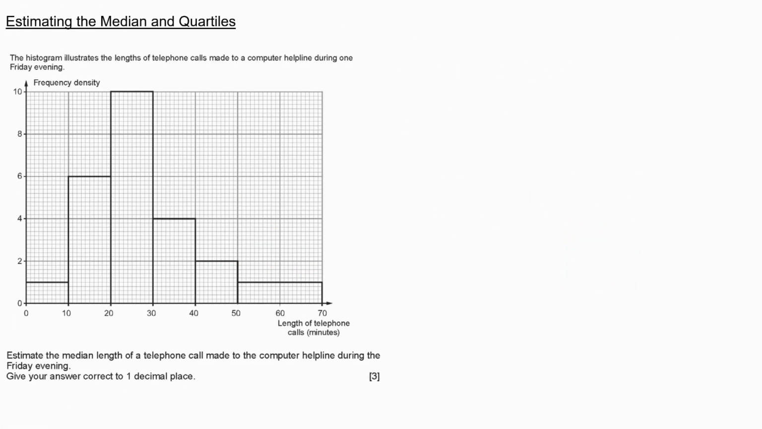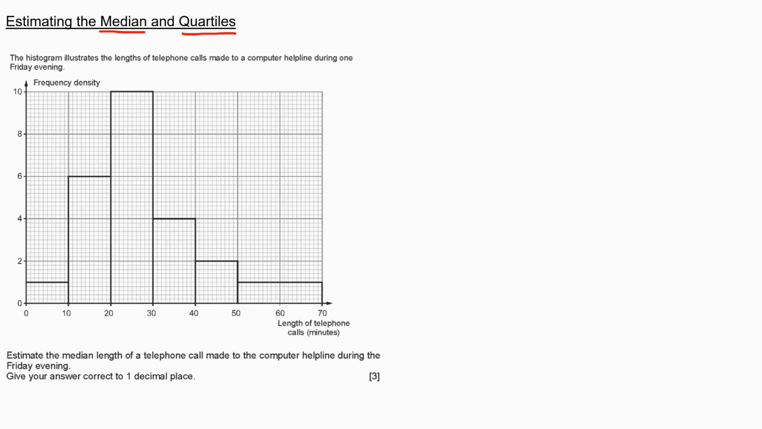The most difficult kind of histogram question is usually when they ask how to work the median out, or that they want one of the quartiles or the interquartile range. Because remember, this is continuous data, similar to cumulative frequency graphs where we worked out the interquartile range. In this question, we want to work out the median length of a telephone call made to the computer helpline and give our answer to 1 decimal place. There are a number of steps to this.